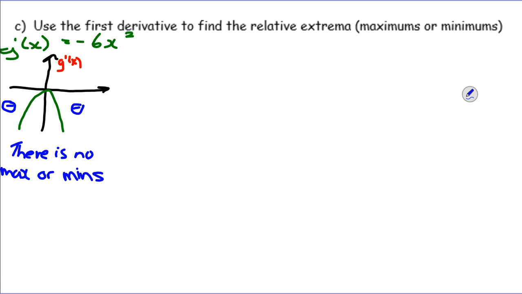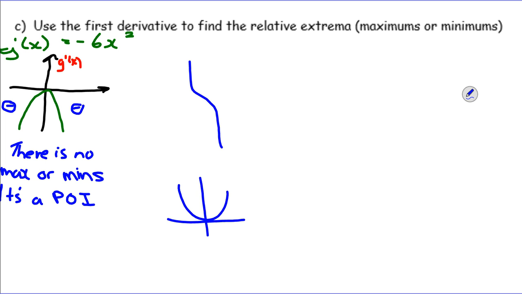You could say it's a point of inflection. We call it POI. So what would the original graph look like? Because it's a negative gradient either side, the original would have been going down like that. Whereas if the graph was all above the x-axis, the original would have been more like that.